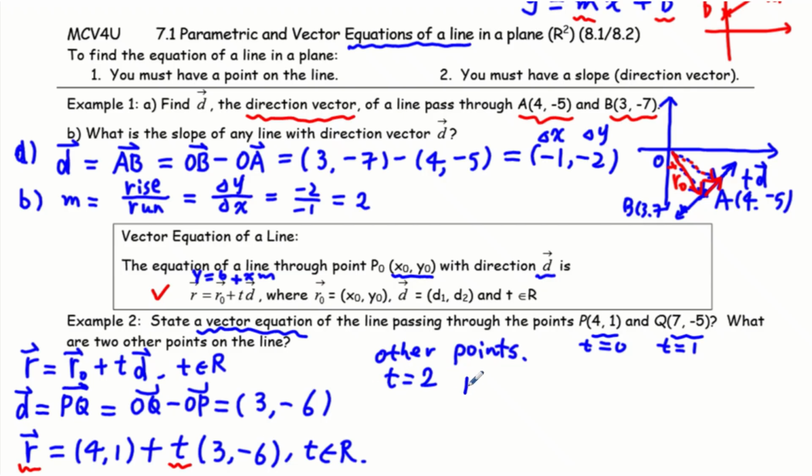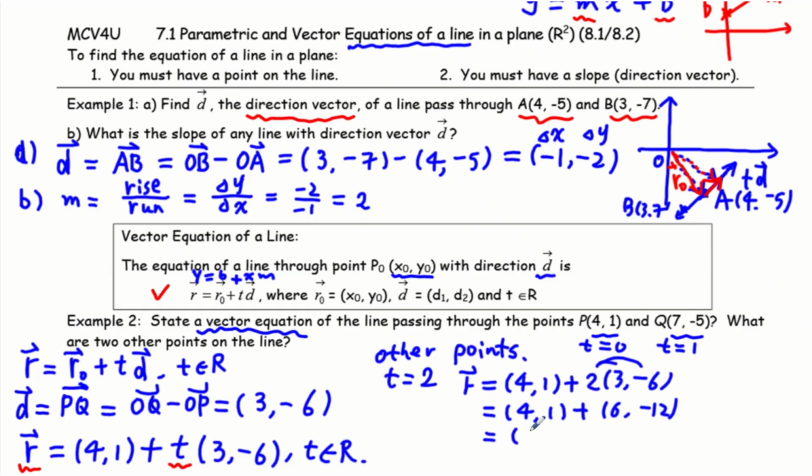We have R equals 4, 1 plus 2 times 3, negative 6. Then we just expand. We have 4, 1 plus 6, negative 12. Then x plus x, y plus y, we have 10, negative 11. This is the 3rd point on the line. Then we could find another one. We could find T equals 3.